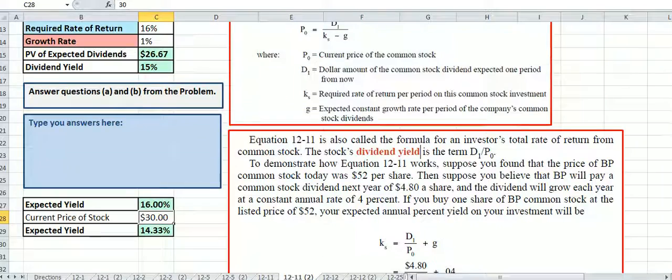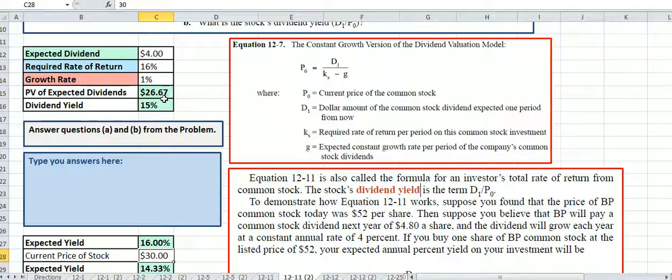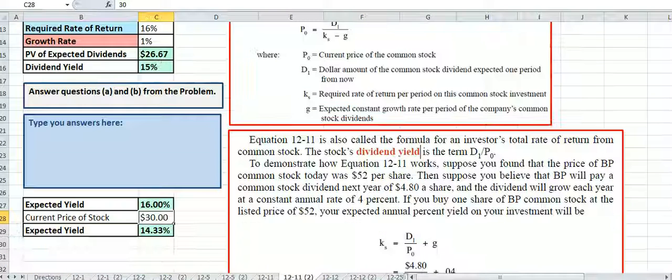If this stock is anything over the present value that we computed right here, say we put in 27, then your yield is still going to be lower than your required yield in the market, so you wouldn't buy it. Even if it was 1 penny more, 26.68, it's still going to be just below what you need to have.